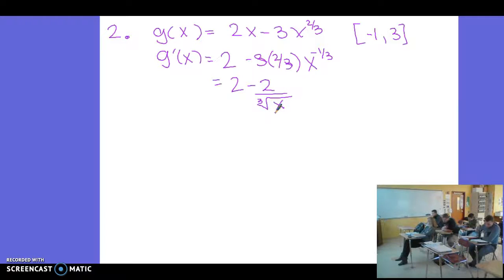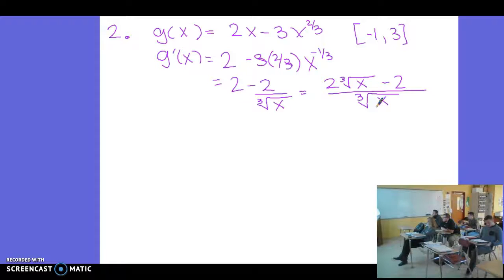The point of my dropping it down there is because when you find your zeros and your critical numbers, if you want to do what I did in the previous example, which is to set the numerator and the denominator equal to 0 separately, then you must have a common denominator. Which means this needs to be 2 cube roots of x minus 2 all over the cube root of x.